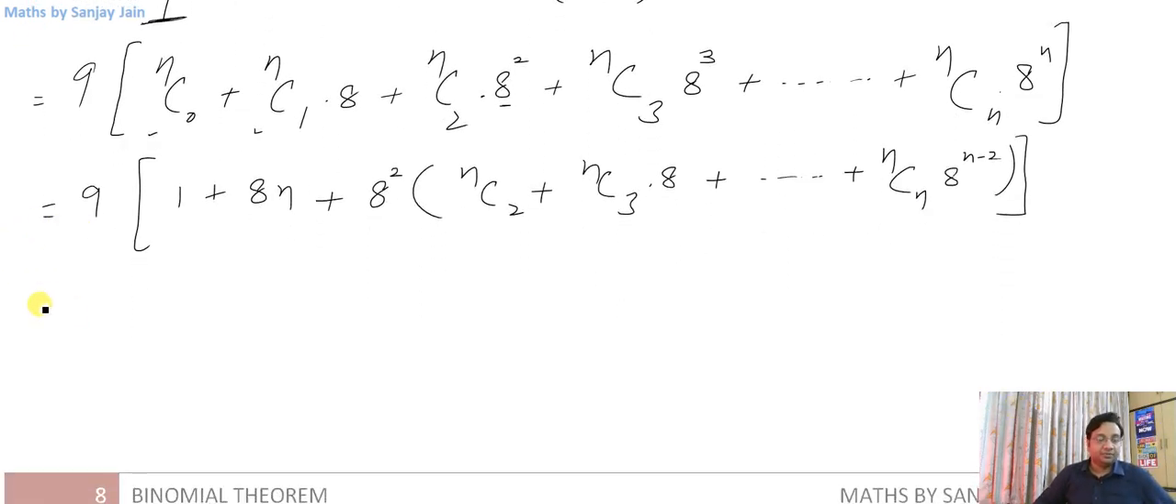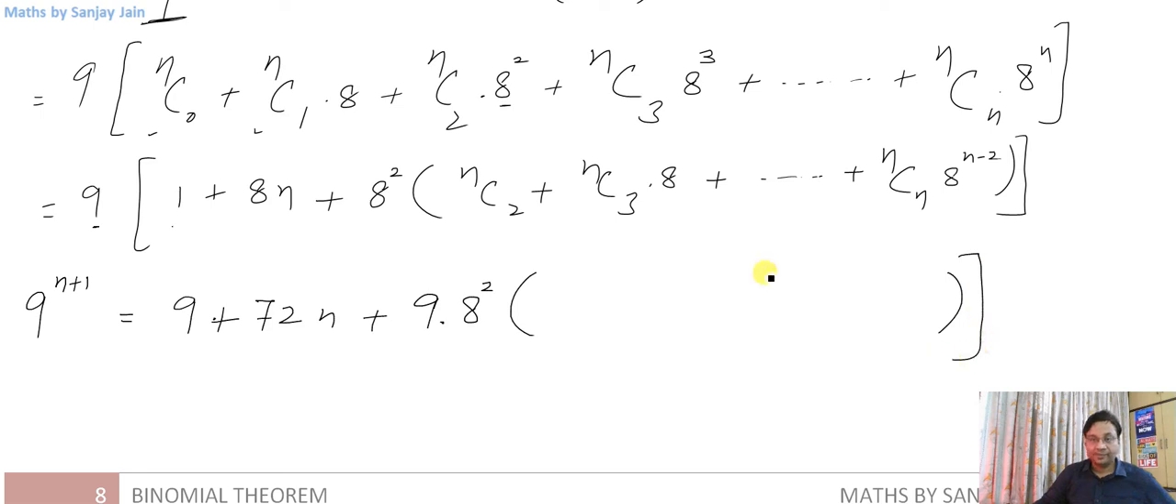So what was this? This was 9 raised to power n plus 1, and it is equal to 9 into this expression here. What I'm doing is multiplying this 9 inside. So 9 plus 9 into 8, that is 72n, plus 9 into 8 squared, and then this entire bracket. Now this will be an integer, right? Because this is an integer, this is an integer, integer into integer is also an integer. So this is a positive integer in fact.